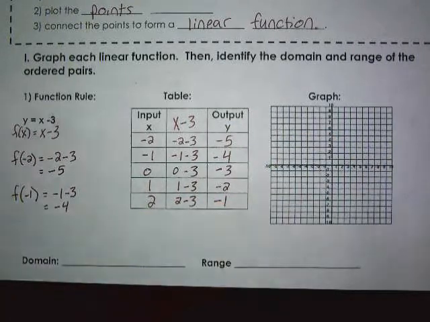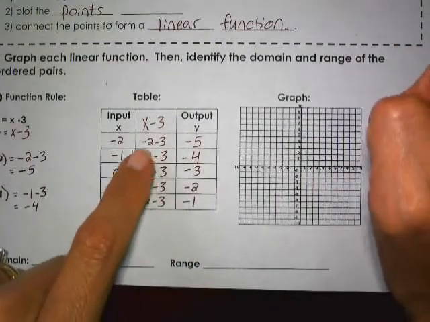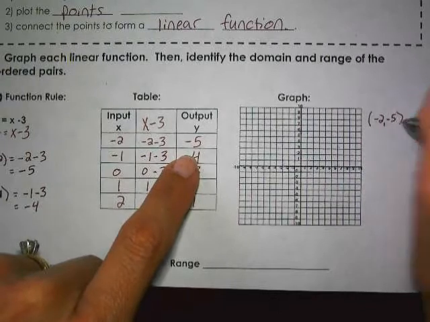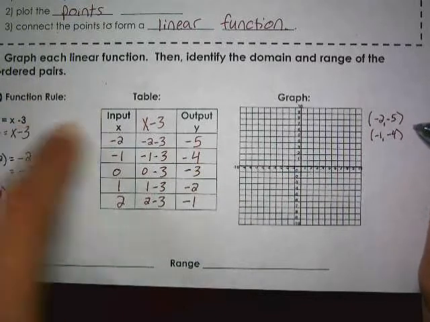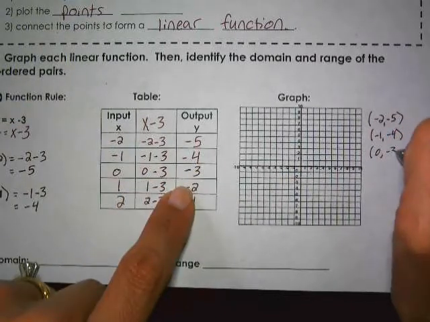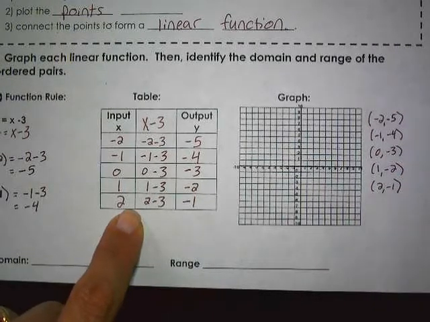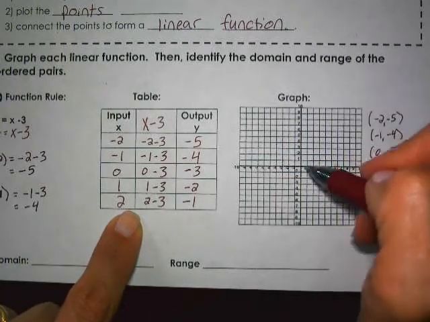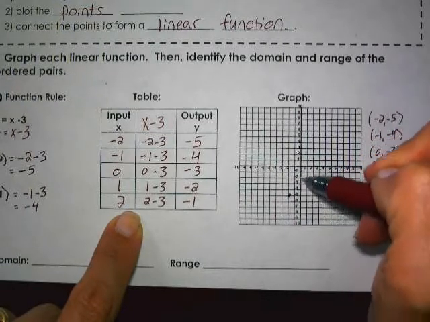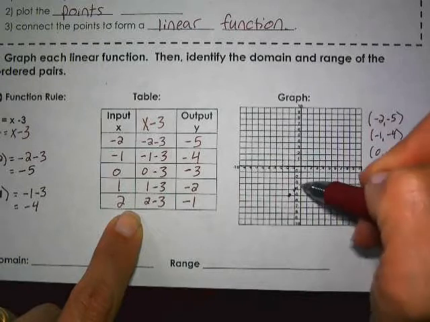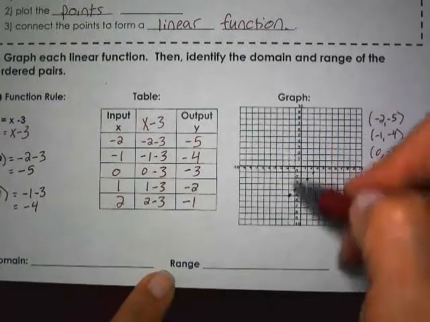And now we've created a table. This is the input and output. This is our x coordinate and our y coordinate for this equation, or the function. And then we're going to plot our points: -2, -5; -1, -4; 0, -3; 1, -2; and 2, -1. And there we get our line.